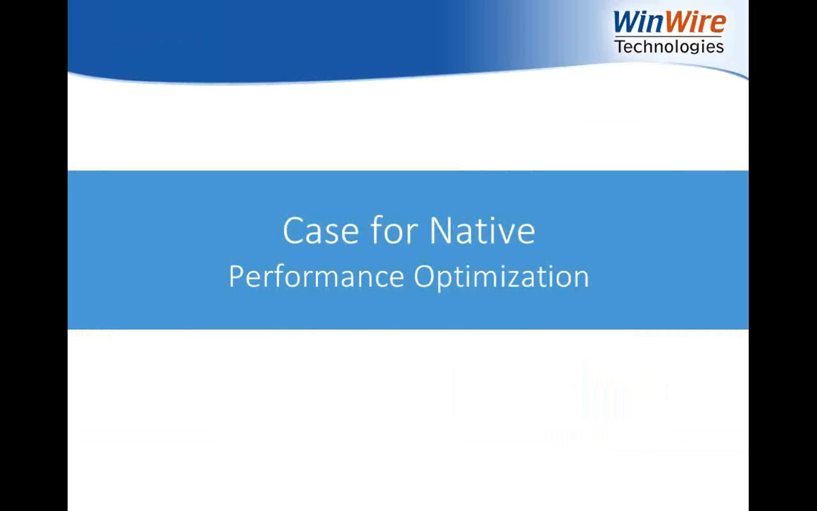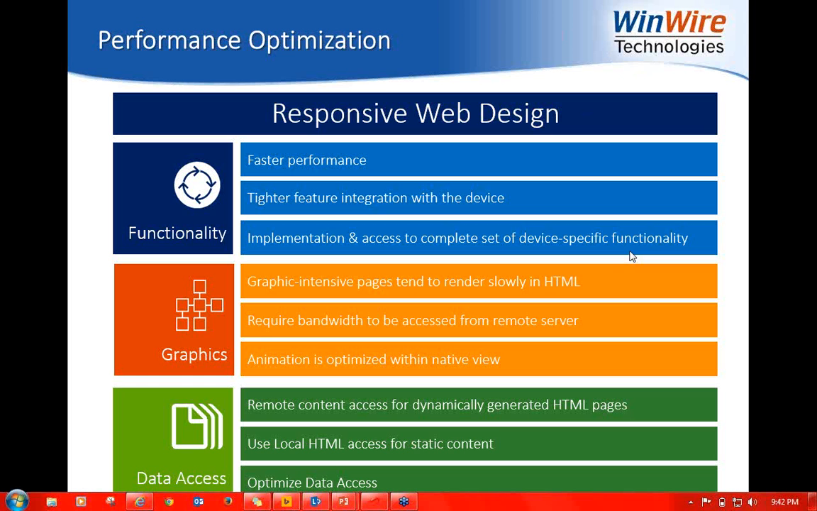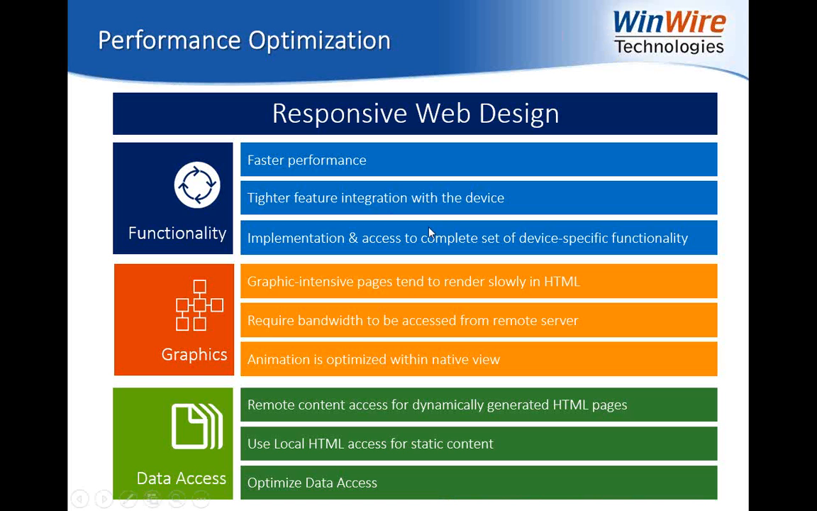Let's say, what is the case for native performance optimization? In terms of performance optimization, you get implementation and access to a complete set of device-specific functionality. We're talking about speech recognition, let's say barcode scanning, etc. All of these can be done within the native functionality within a web view, so you get better, faster performance because you're doing native.